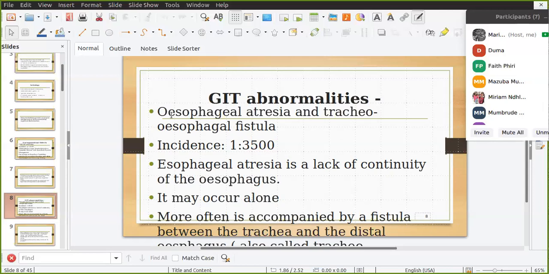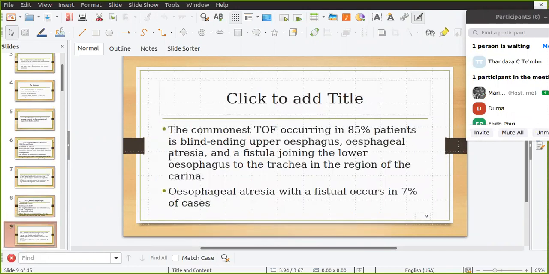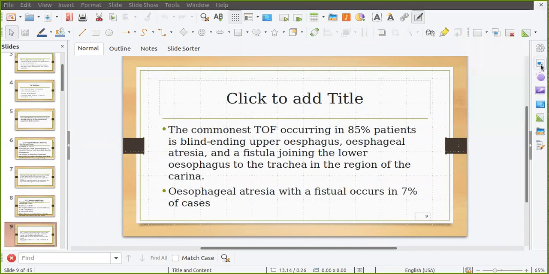You find that when these babies are born, there's a miscommunication between the trachea and the esophagus. For you to make a diagnosis and think of this as an esophageal fistula, you find that these babies sometimes salivate a lot. Also, sometimes there's aspiration of anything that tries to go in. The commonest tracheoesophageal fistula, or TOF, is found in 85% of patients.